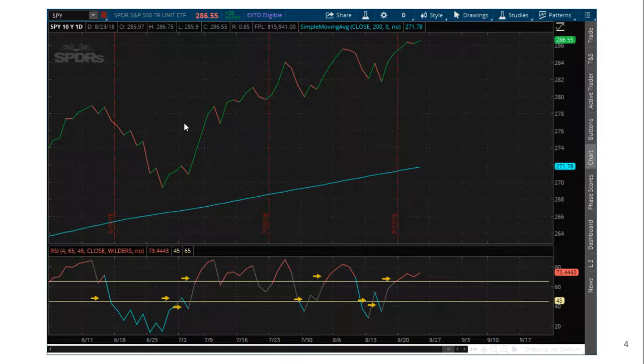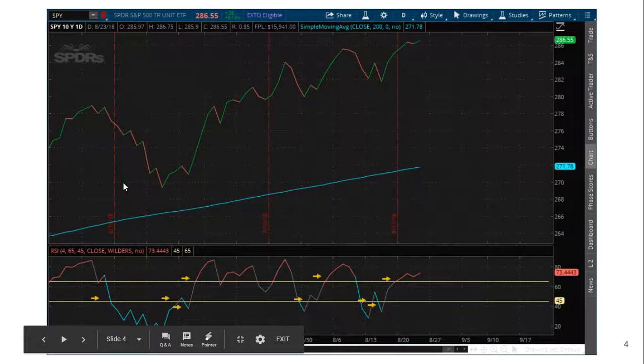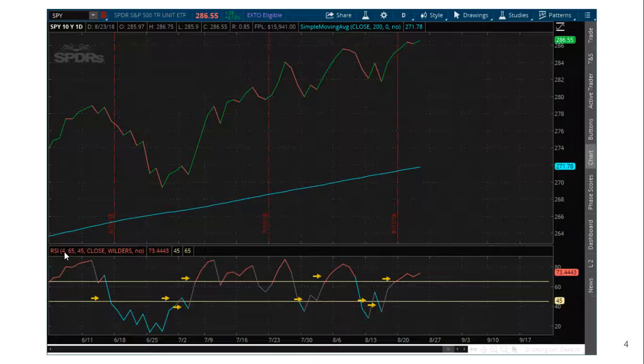So here's a look at the market, the SPY, over the past several months. And of course, this is a line chart indicating closing prices. Green lines obviously are up days, whereas red lines are flat days or down days. The blue line is the 200-day moving average. And down at the bottom of the screen is the RSI oscillator. And here you see where we've changed the 14 to a 4 for the periods that it focuses on.